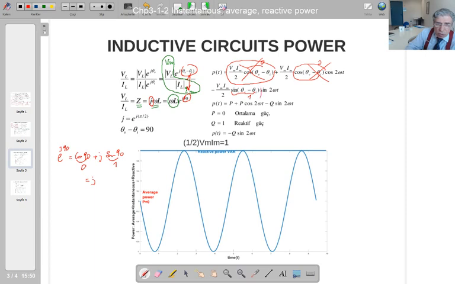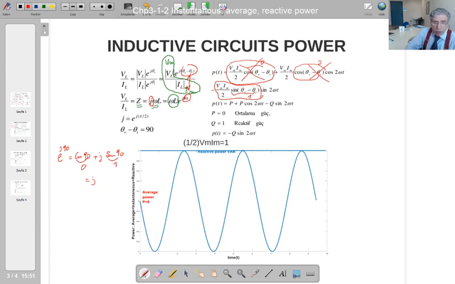So Q, which is this, if we assume that 1 over 2 Vm Im is equal to 1, so it's going to be 1, isn't it? So that means reactive power is equal to 1 for an inductor. But average power is equal to 0. That's the opposite of what we said for the resistor. We said average power is the maximum value, reactive power is equal to 0. Here, the reactive power is the maximum value and the average power is equal to 0 for an inductor.